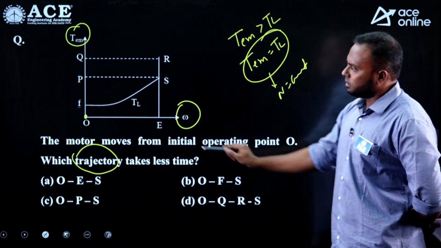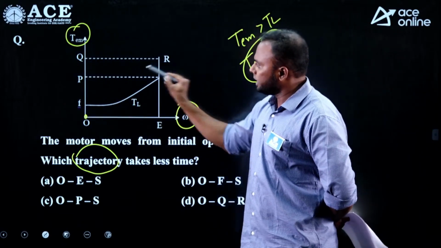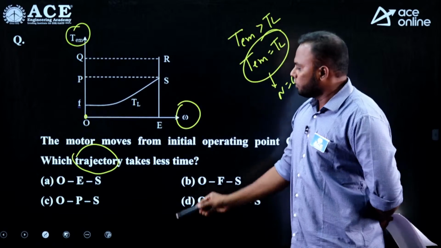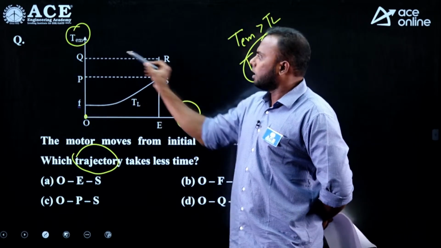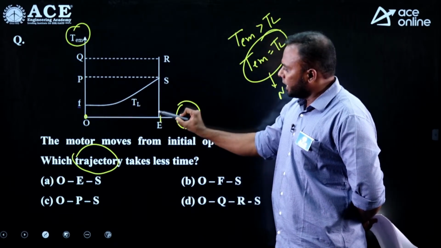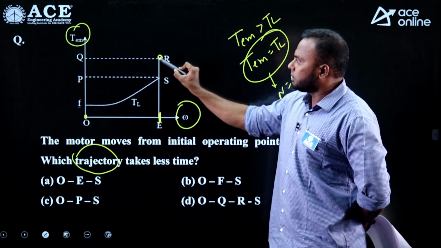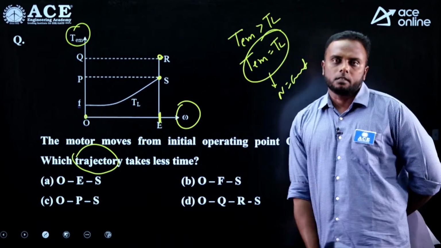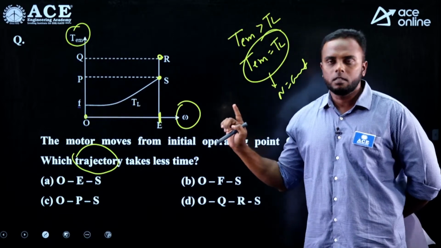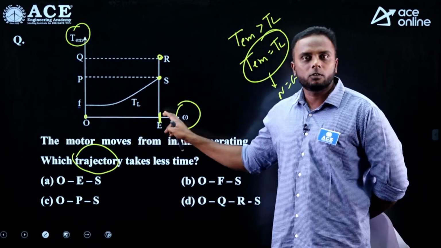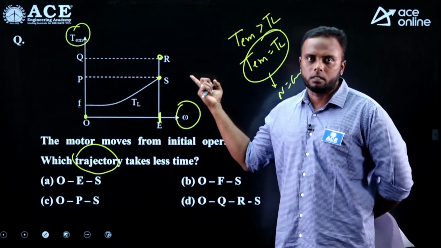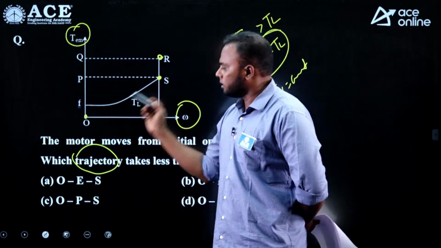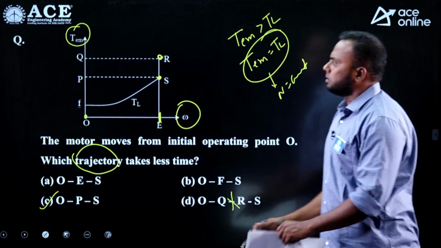And OQRS also has torque greater than the load torque. But if you see the OQRS path, at this speed the electromagnetic torque is greater than the load torque here. As it is greater, the motor won't stop or rotate at this speed; it will accelerate further. So this path is not correct. The only possibility is OPS, which is why option C is correct. Next question.